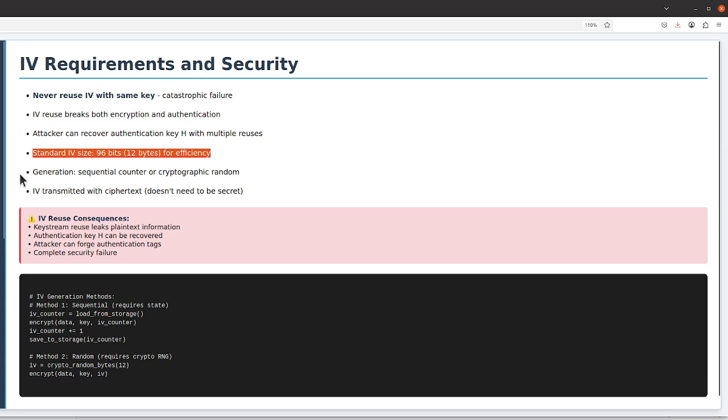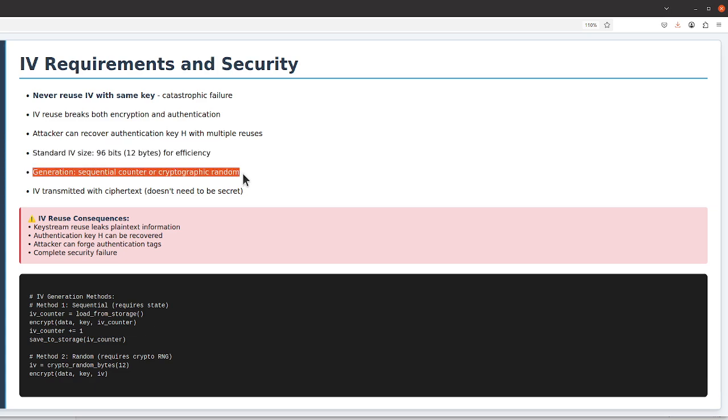For generating IVs, you have two main approaches. The first approach is using a counter. You start at 1 and increment for each message. This requires maintaining state across sessions, but it guarantees uniqueness. The second approach is using random values from a cryptographically secure random number generator.